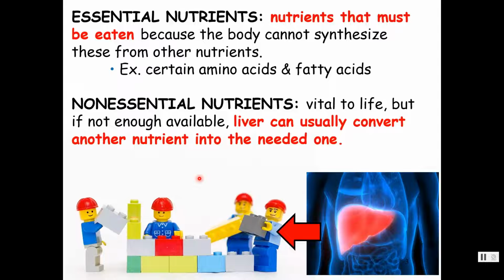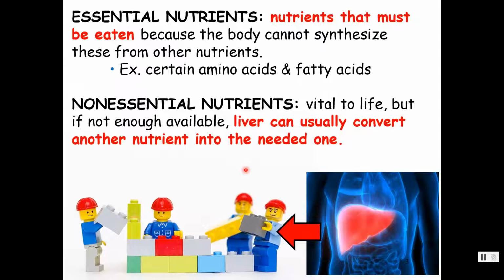So there are two other classifications of nutrients. Some nutrients are essential and other ones are non-essential. That word essential means this particular nutrient has to be eaten, meaning the body cannot make it from other things. And so there are 8 essential amino acids, 2 essential fatty acids, 13 vitamins and 15 minerals that must be consumed in the diet.